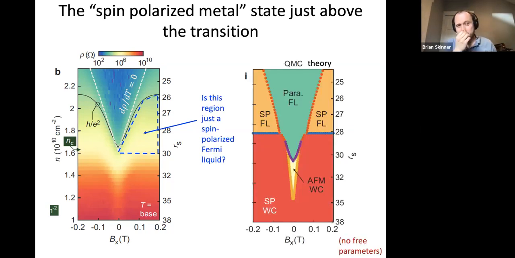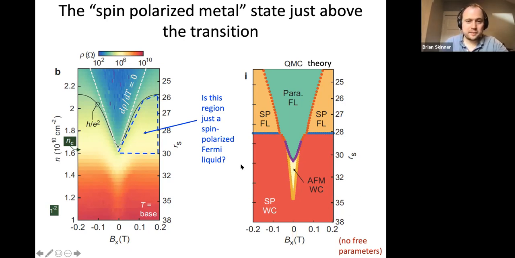And in fact, if you compare to what's expected in the theory calculation, so this is again that quantum Monte Carlo calculation, you get a diagram that looks like this. So this is the same scale of magnetic field and RS. There are no free parameters here at all.